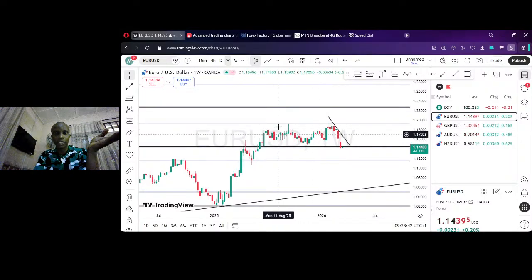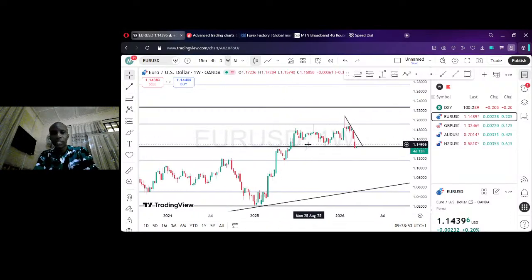Before, I was saying this is a range. It looks like a range, but I looked at it again, and I said to myself that this is not a range. It looks like a range, but it wasn't a range. Now let me explain.